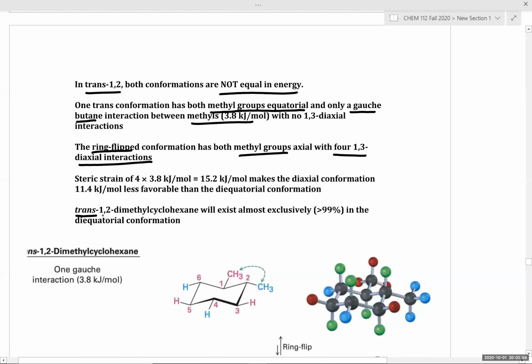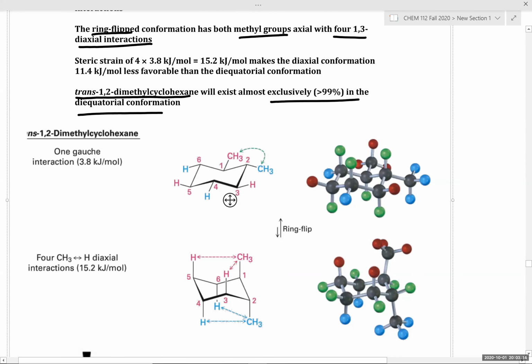Thus, trans 1,2-dimethyl cyclohexane, due to this large energy difference between the two chair conformations, will almost exclusively exist in the di-equatorial conformation. Because as we notice, when both of our substituents are equatorial, we only have a methyl-methyl gauche interaction, and that's it. There are no 1,3 diaxial interactions.